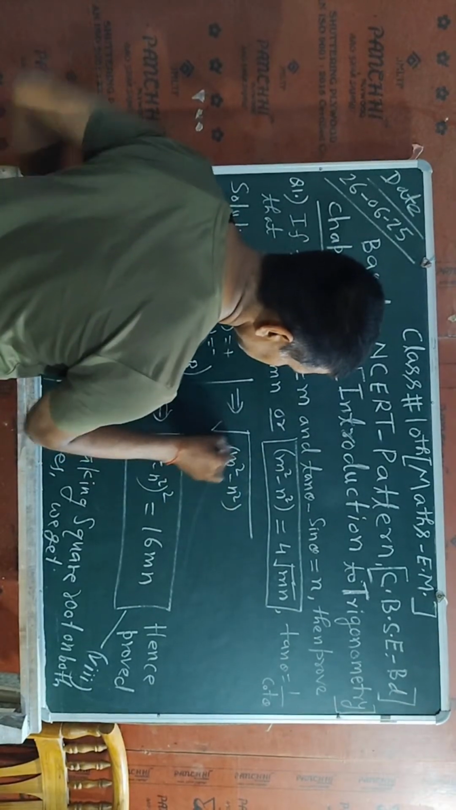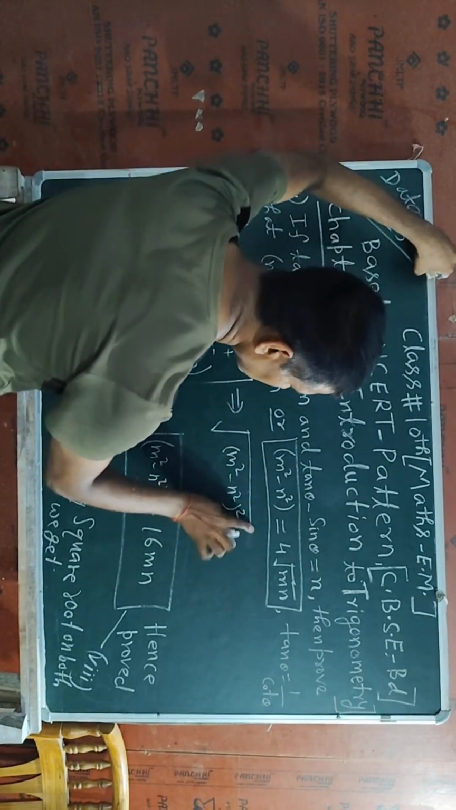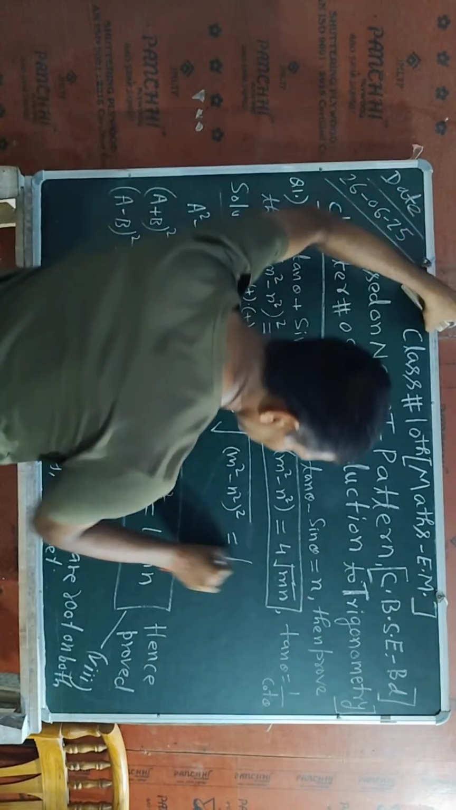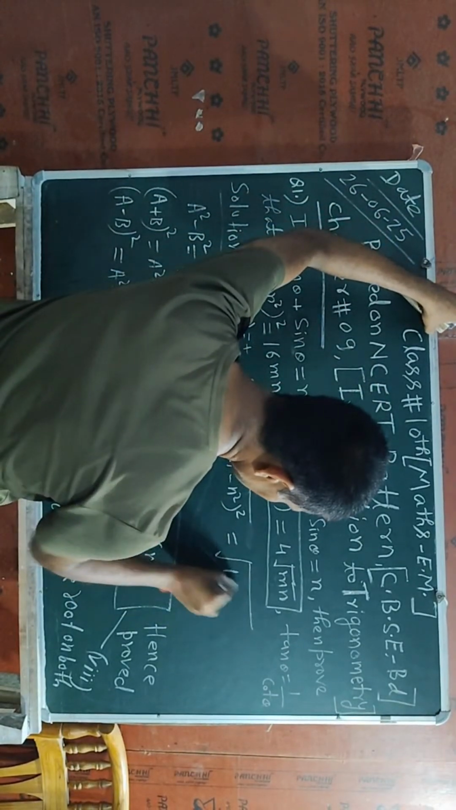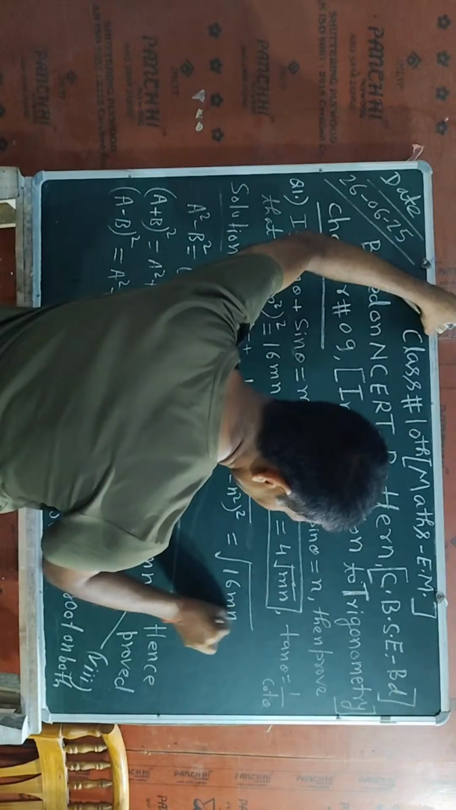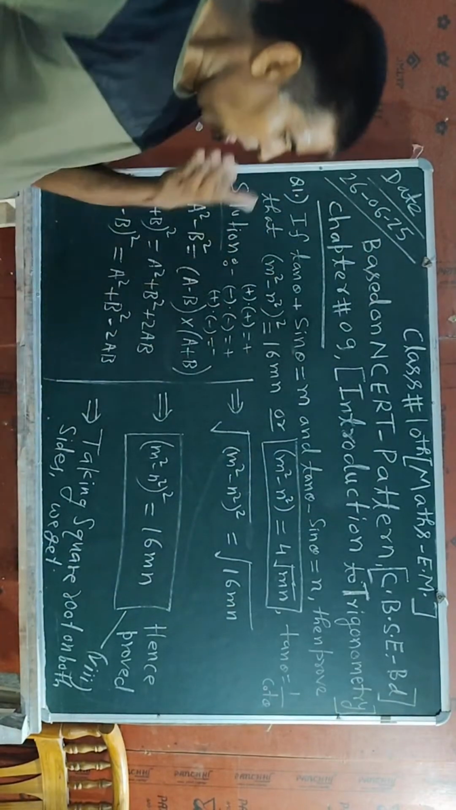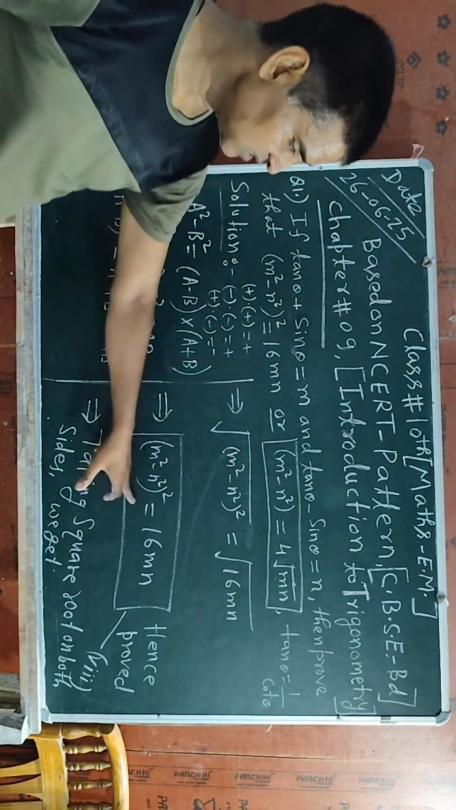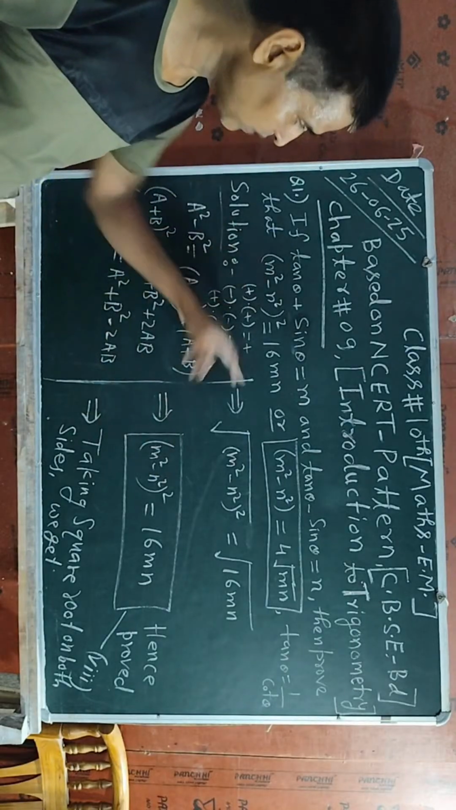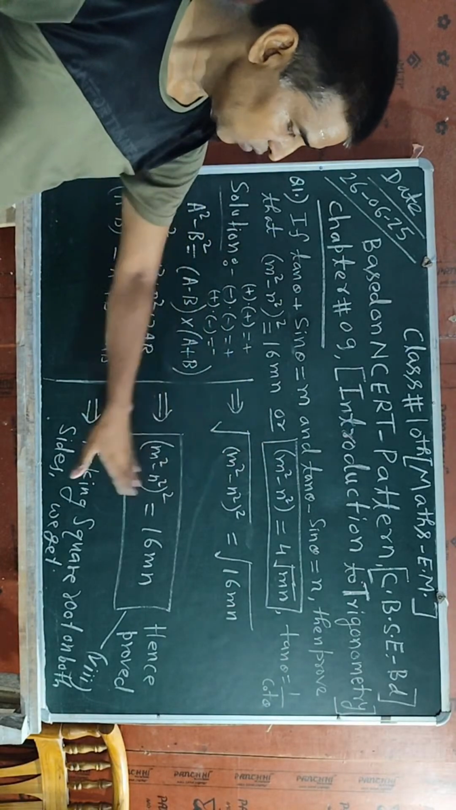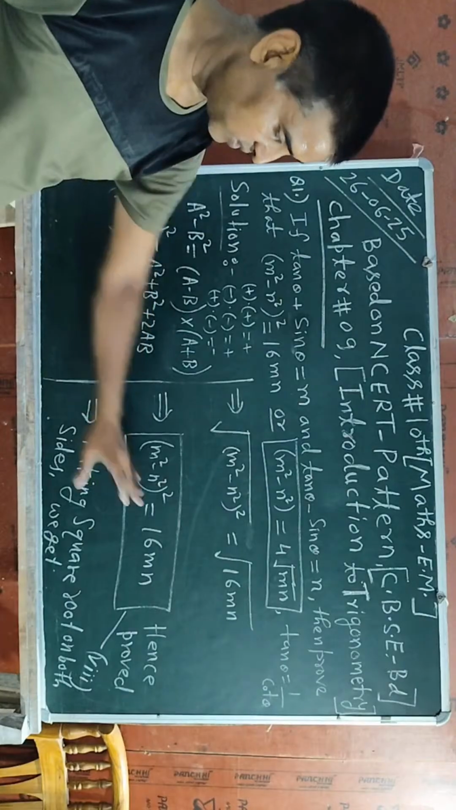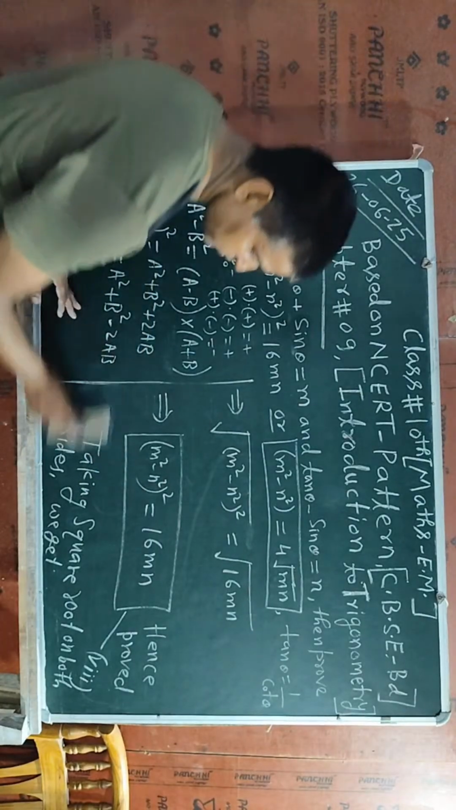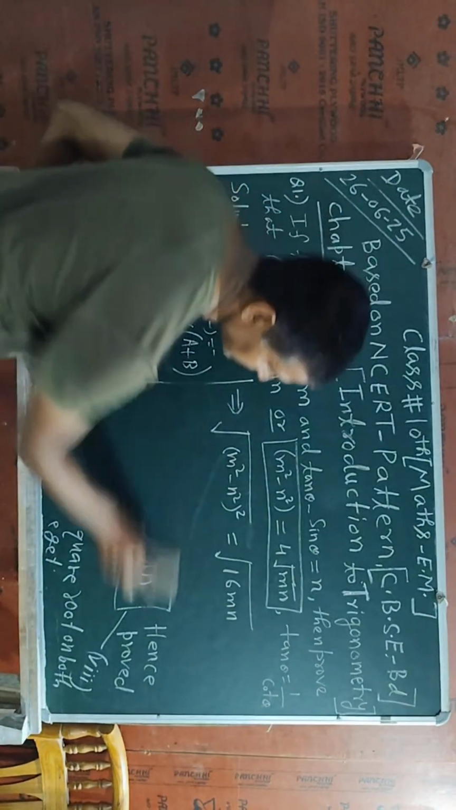(m² − n²)² which is equal to square root of 16m. Okay, student, so this information I have already told. Now this information I am going to take from this information. Okay, so then I am going to use that for further calculation.